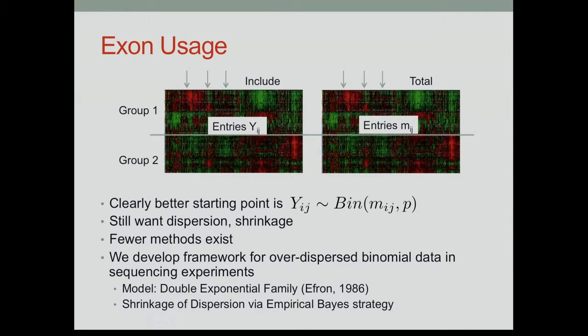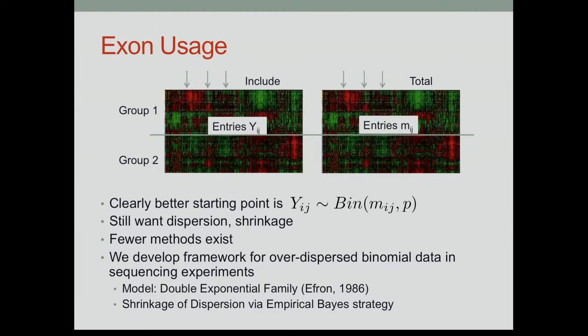So clearly, just from a starting point, Poisson doesn't even make sense here. It makes much more sense to think of this as a binomial. These are proportions we're trying to estimate. But we would like to keep the same kind of strategy. And so there are not so many methods that exist that are applicable, and most of them are not created for exon usage either, but for different settings.